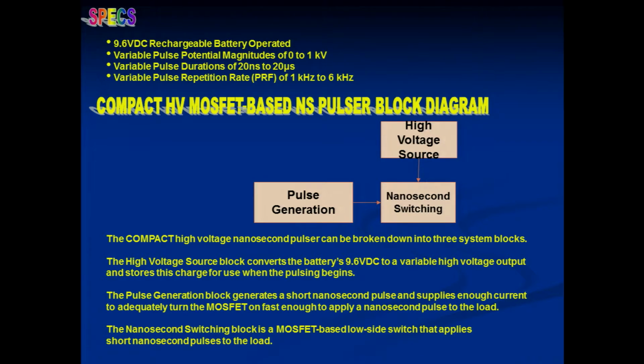So these are the three system blocks. The high voltage source block converts the 9.6 volts to a variable high voltage output of 1000 volts. The pulse generation block generates a short nanosecond pulse, like 35 nanosecond, and supplies enough current to turn the MOSFET on fast enough to apply a nanosecond pulse into the load. We use a 50 ohm load. The nanosecond switching block is a MOSFET-based low side switch that applies short pulses into the load. So: 9.6 volts to 1000 volts, then you generate a pulse, and then you switch it with the MOSFET, that is it.